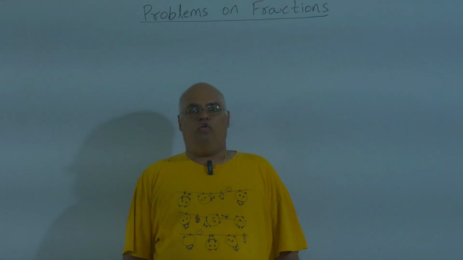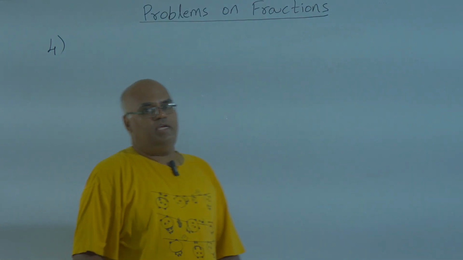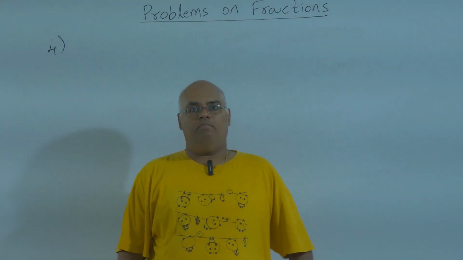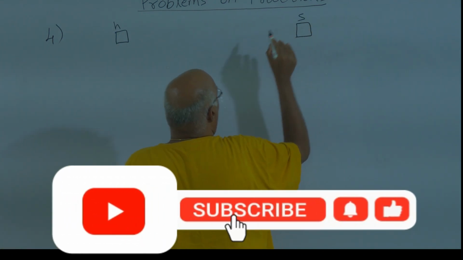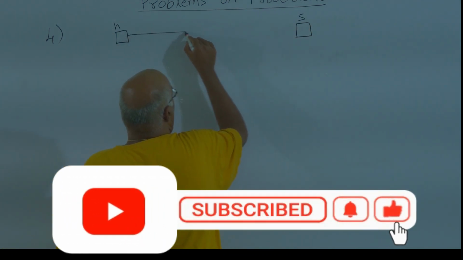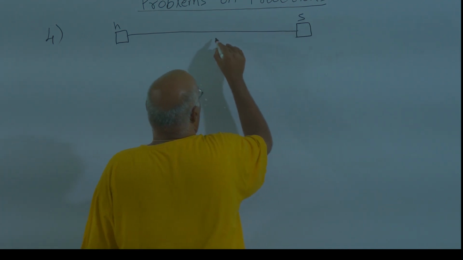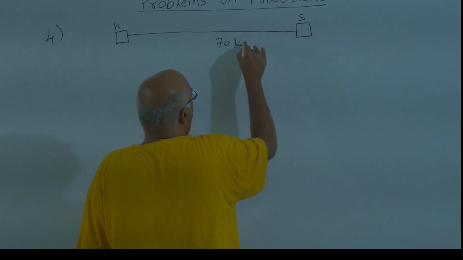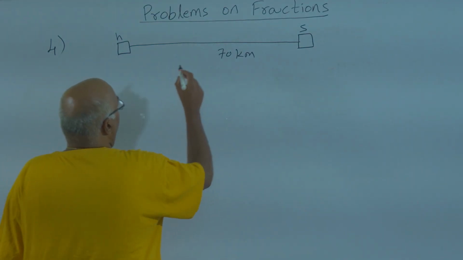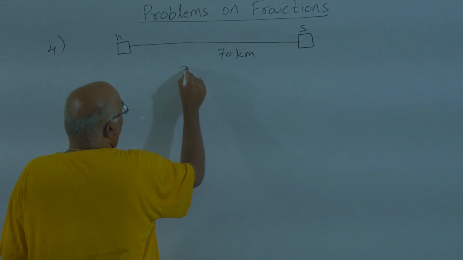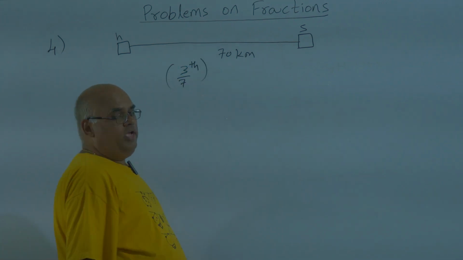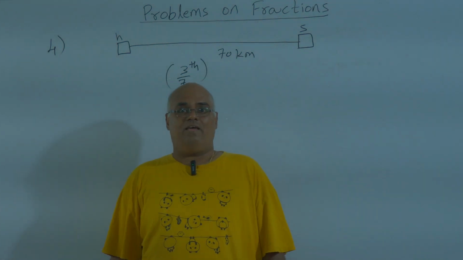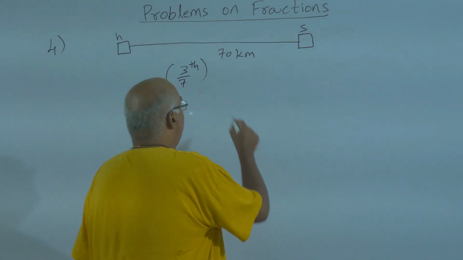Now let us take the fourth problem. Suppose there is a child by name Rohit. This is the house of Rohit and this is the school of Rohit. The distance between the house of Rohit and his school is 70 kilometers. Rohit covers or travels 3/7 of this distance by cycle.